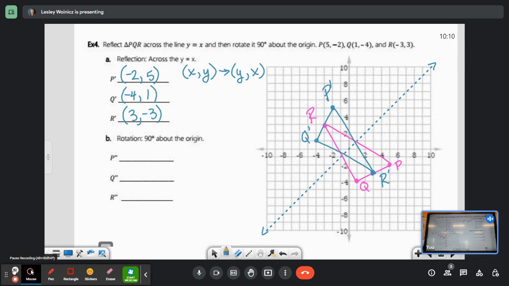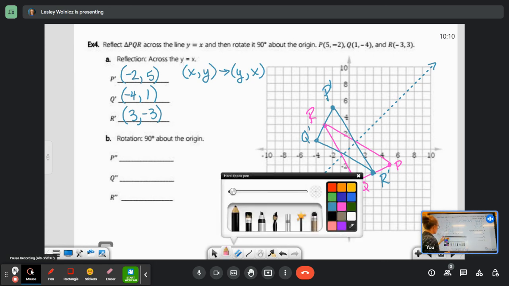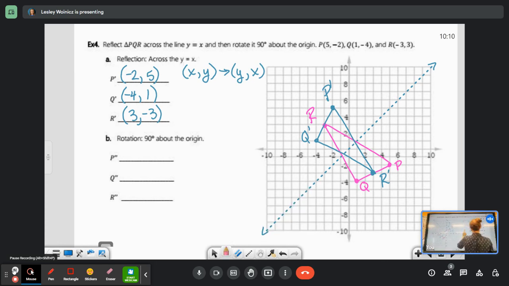Okay, now we need to rotate that 90 degrees about the origin. If it doesn't specify a direction, guys, we have to assume that we go counterclockwise, because that's the positive direction. Okay, so we're going to go counterclockwise. So the rule for going counterclockwise is that we trade spots with the x and the y.